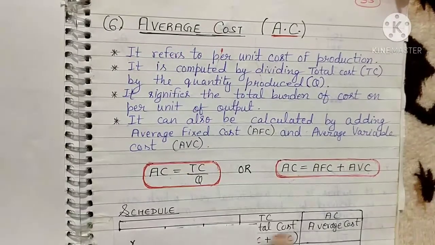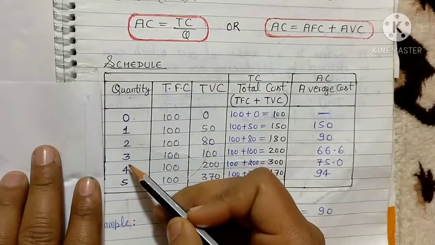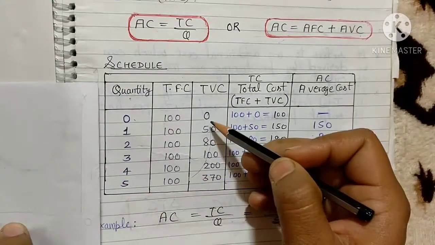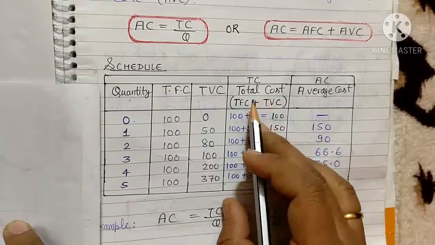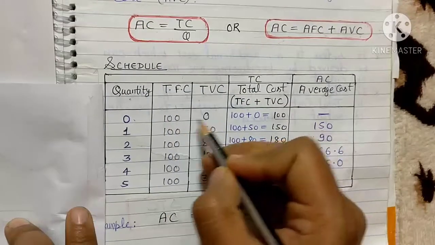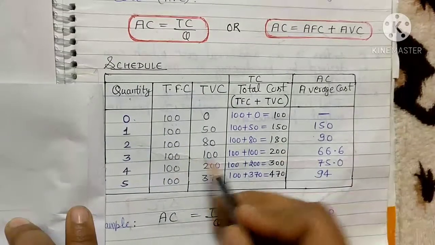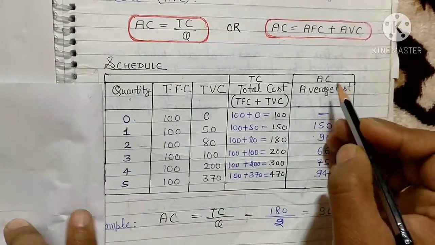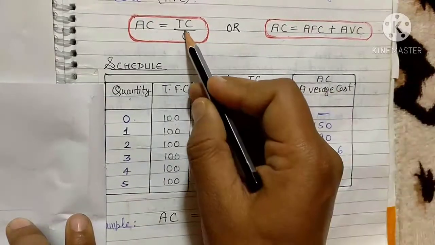Just check its schedule. Quantity here you can see 0, 1, 2, 3, 4, 5, and TFC will remain the same. TVC we have taken from the backside only, as explained earlier. Now total cost, we learned in the first video, is found by adding TFC and TVC: 100 plus 0 is 100, 100 plus 50 is 150, 100 plus 80 is 180, 100 plus 100 is 200, 100 plus 200 is 300, 100 plus 370 is 470. Now how will we find out AC? As I told you, we can find AC by TC divided by Q.